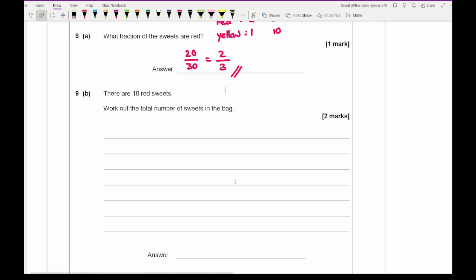It then says there are 18 red sweets, work out the total number of sweets in the bag.